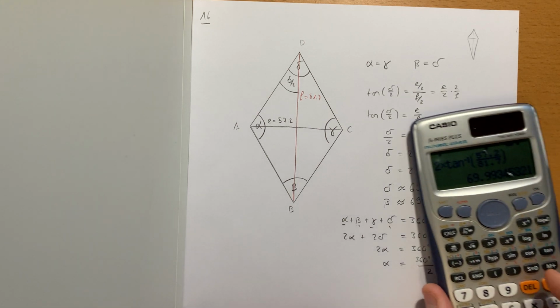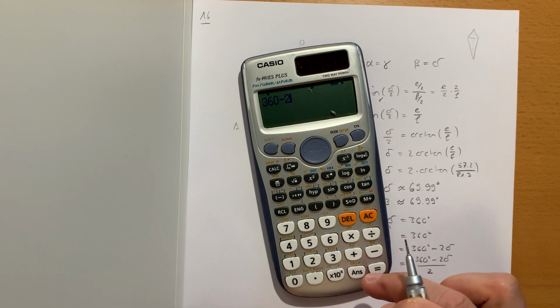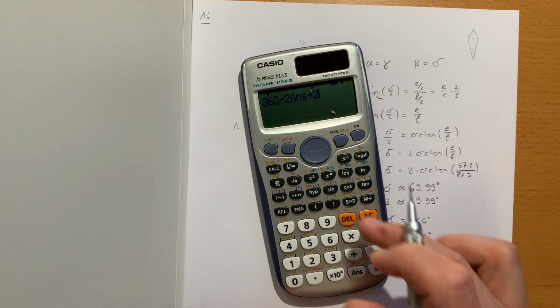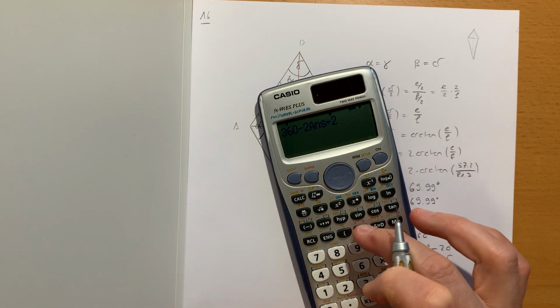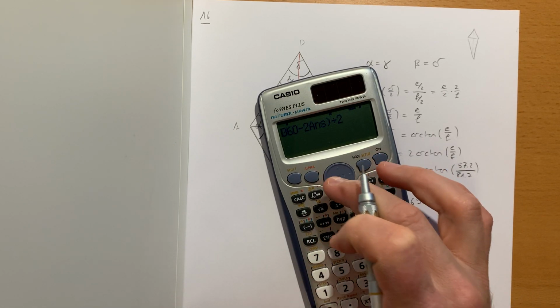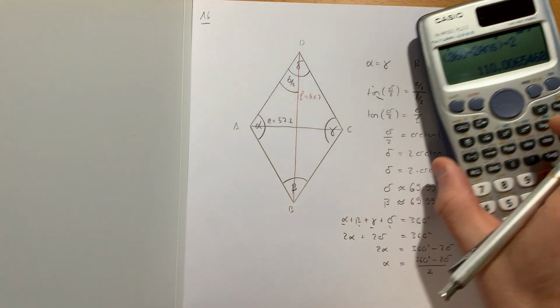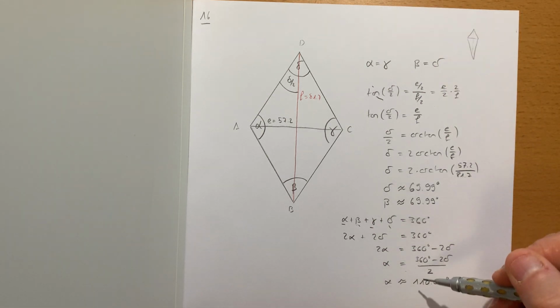Well, now you can type this in. 360 minus 2 times the answer from before, divided by 2. If you typed it in like this, that would be wrong, so you need some brackets here, like this. And we'll work it out. Alpha is approximately equal to 110.01 degrees.